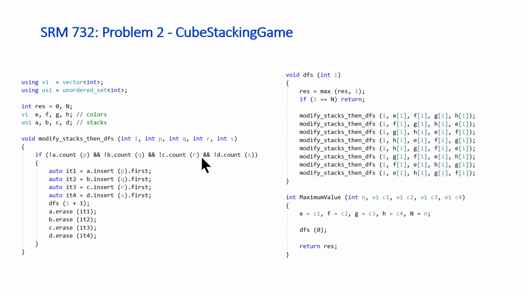And we want these all to return 0, saying that none of the faces contain the color that we're trying to insert. And if that's the case, then we can insert each of these, store the iterator that points to the element that we just inserted in the unordered set, and then we can call DFS with our new updated stacks. We add 1 to our depth, and then once we exit this function, we want to erase those iterators. And using this, we're going to get our correct solution.